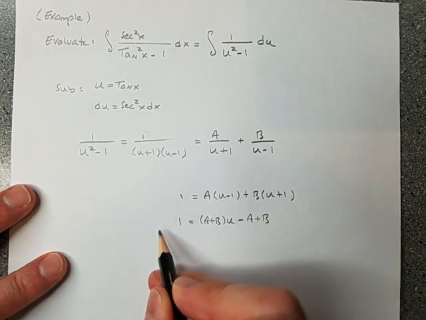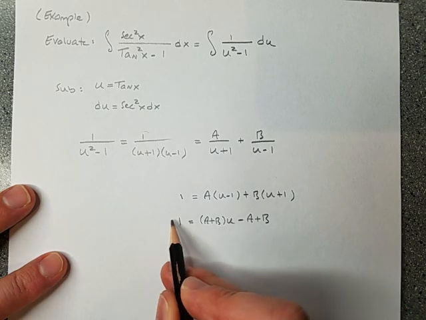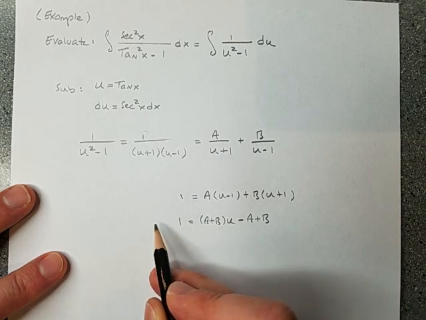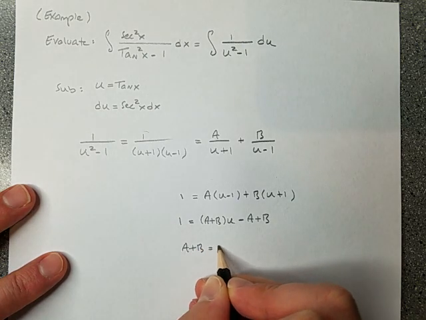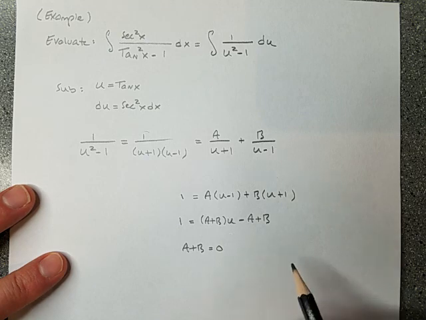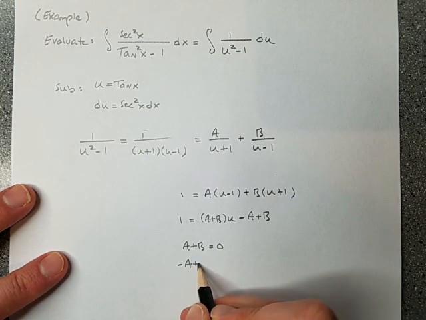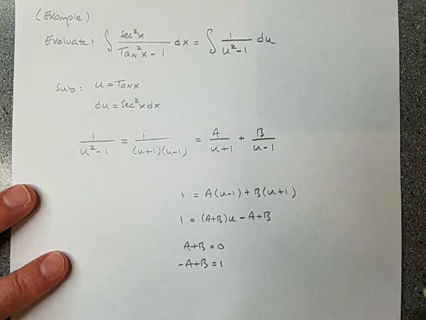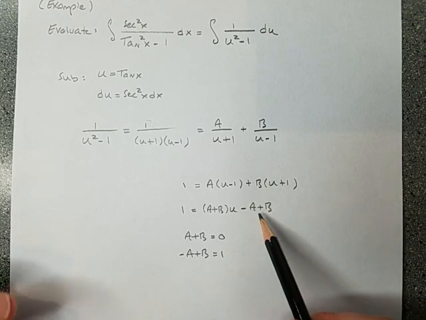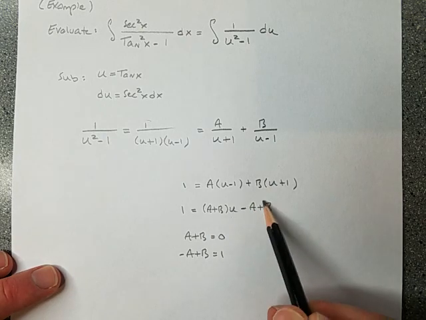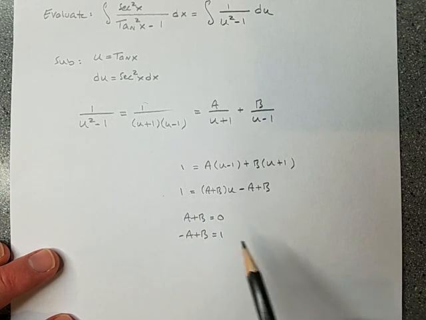So now what's this say about a and b? Well, is there a u over here? No, I don't see one. So a plus b needs to be 0. This has to be 0u. And then what does negative a plus b need to be? That needs to be 1. This number needs to be 0, and that number needs to be 1, like 0 times u plus 1. That's why I say a plus b is 0, negative a plus b is 1.